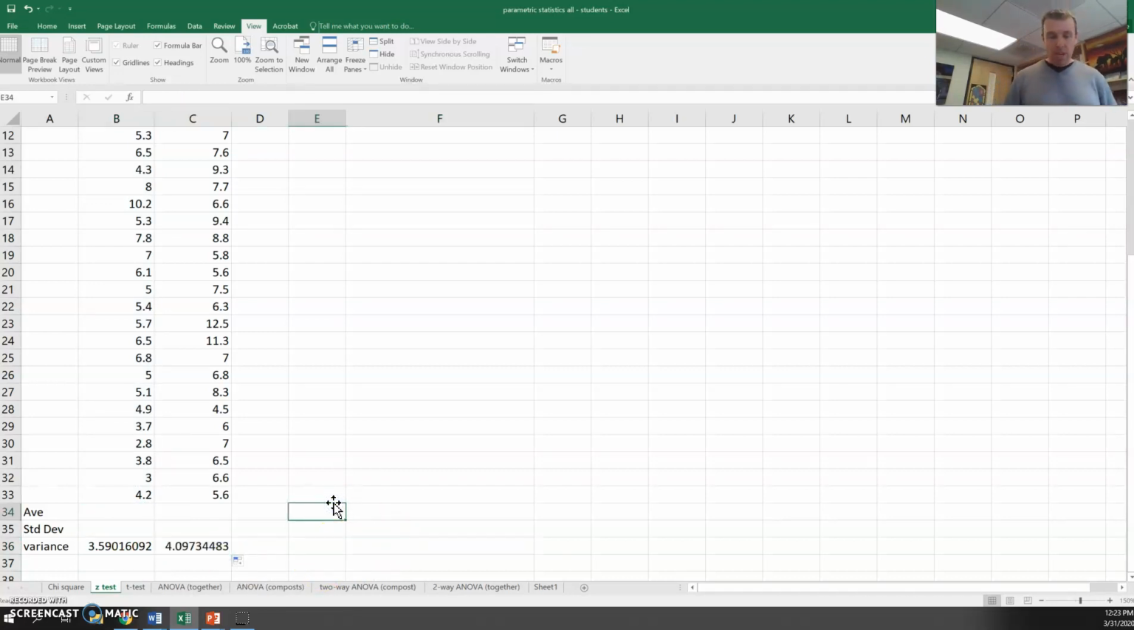So to get my F calculated, basically what I need to do is take the higher variance divided by the lower variance. That gives me my ratio. Then I'm going to need to compare this. So basically I need to figure out if this is too high. Is that difference in the variance too much, or is it okay?